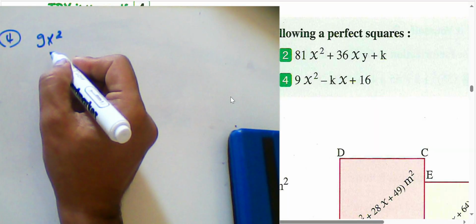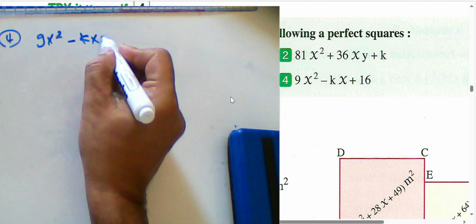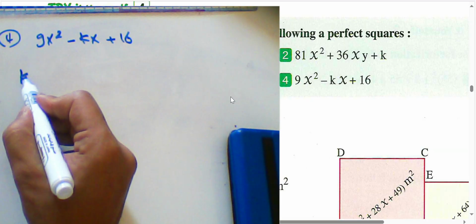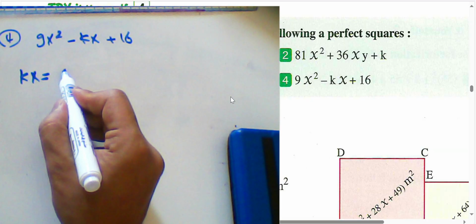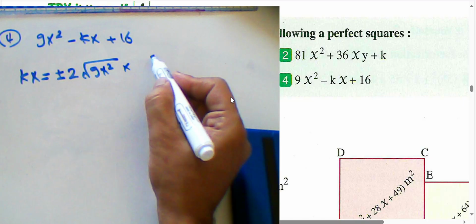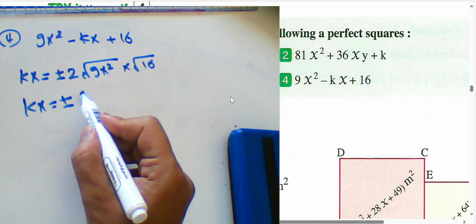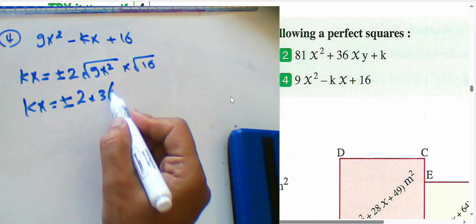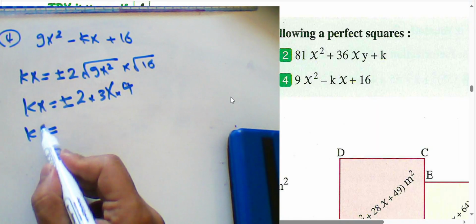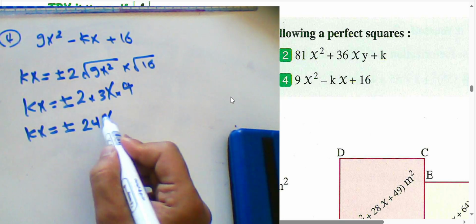9x power 2 subtract by kx plus 16. K here lies in the middle. Then we know kx equal positive or negative 2 times the square root of the first, 9x power 2, times the square root of 16. Then kx equal positive or negative 2 times square root of 9, which is 3x, and square root of 16 equal 4. Then kx equal positive or negative 2 times 3 is 6, 6 times 4 equal 24x.